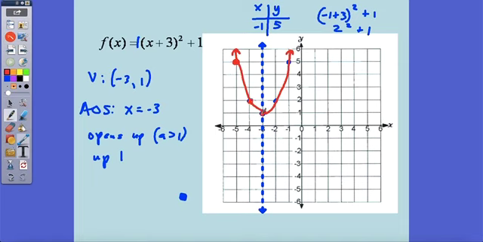And those are my 5 points. Remember, always 5 points. Makes it more accurate.